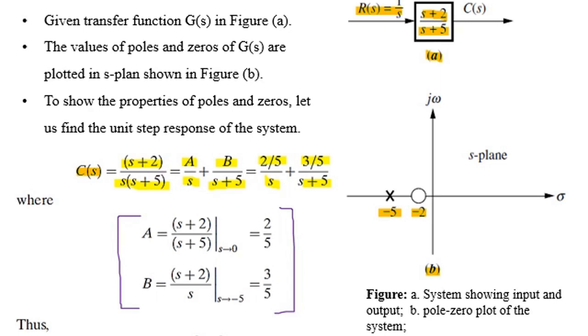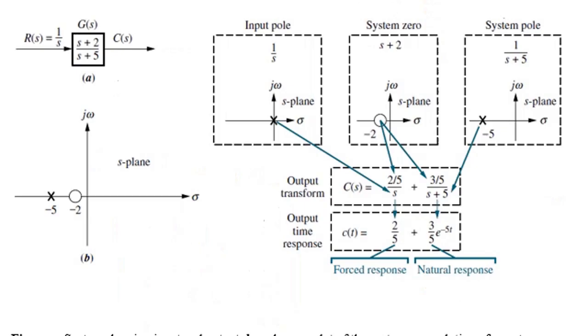Now using the rules of the Laplace transform table, we will get our desired system response in the time domain, which is c of t equals 2 over 5 plus 3 over 5 multiplied by e power minus 5t.